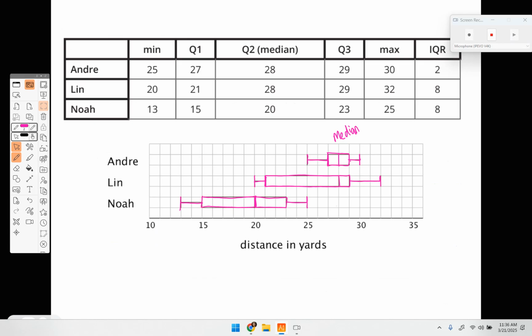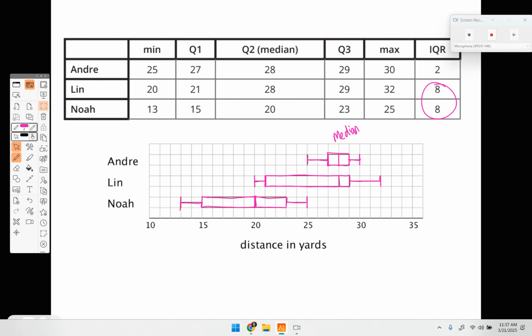Excellent. Any other similarities? Yeah. Okay, the difference? Their interquartile range is different. Look at that. Interquartile range is 2 for Andre, and Lynn has an 8. And then you could have also found similarities and differences between Lynn and Noah. What was cool about Lynn and Noah, even though you didn't get to draw this out completely, is that Lynn and Noah both have the same interquartile range.